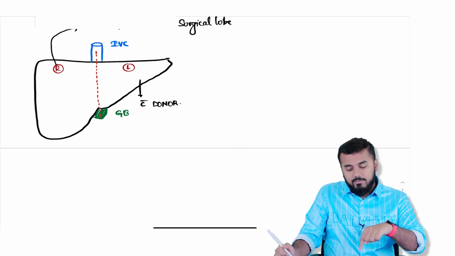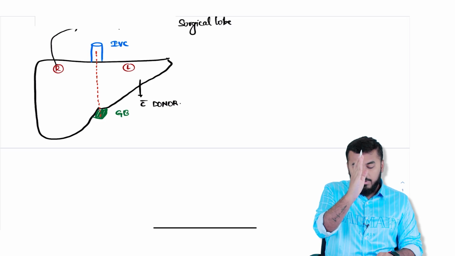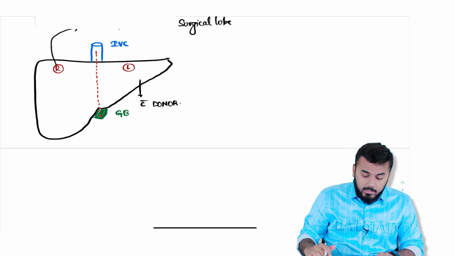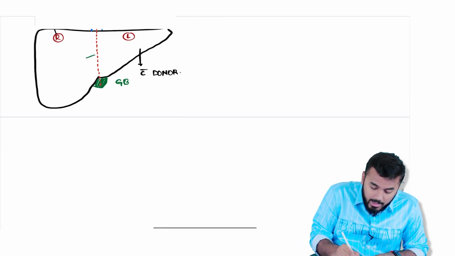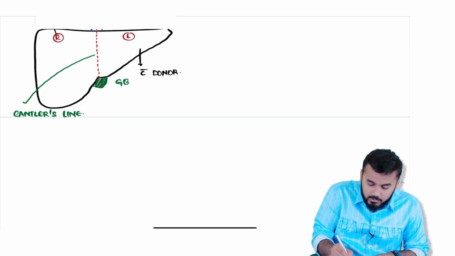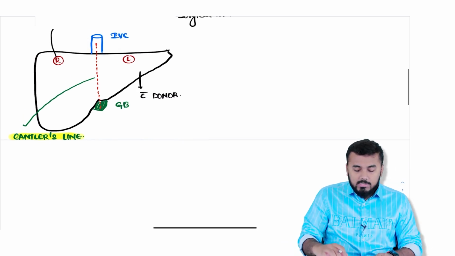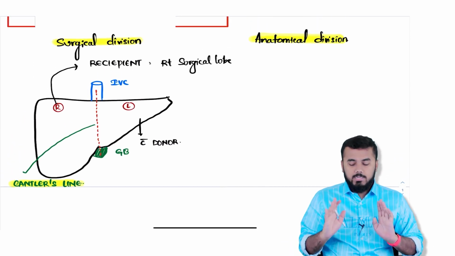So what is this line which is completely touching from the inferior vena cava all the way to the gallbladder? This line is named Cantlie's line. This line is named as what? This line is named Cantlie's line. So this is how we divide the liver surgically.